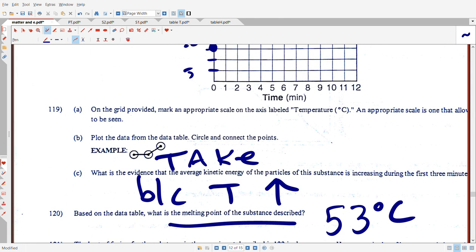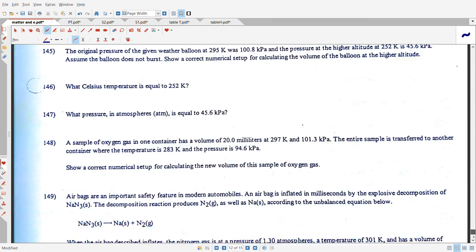And that's basically the first part of matter and energy. There's also something where you have to find calories or joules, and then there's gas laws. That's usually part of this unit. I'm going to do that separately, so I hope this helped. And yeah, I'm going to end it here.